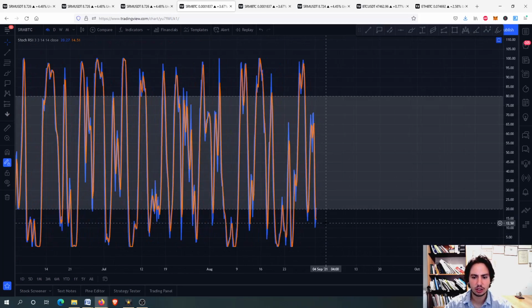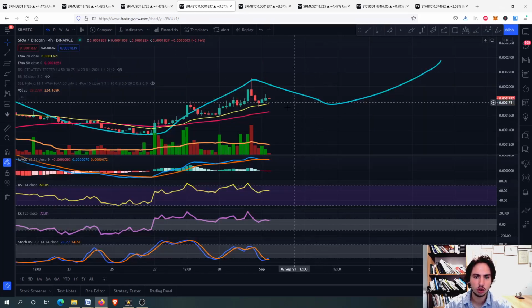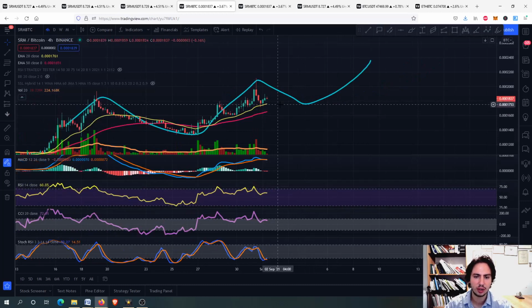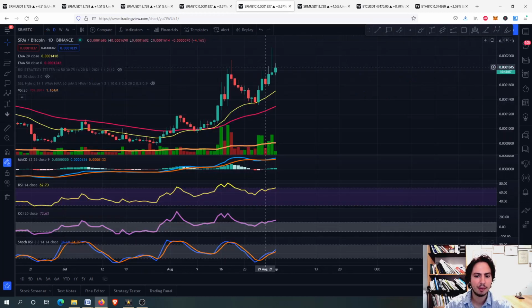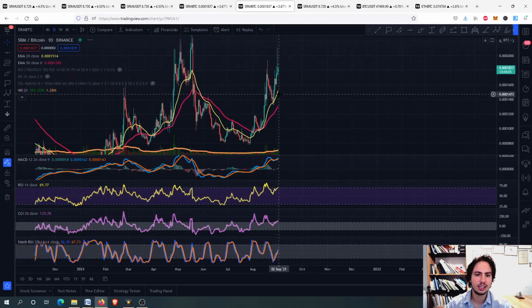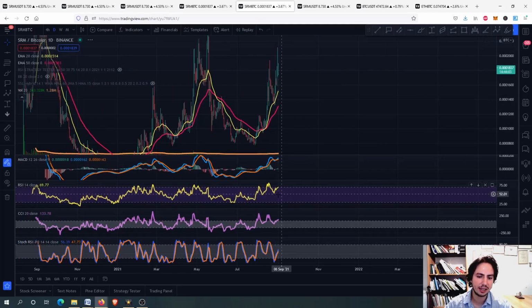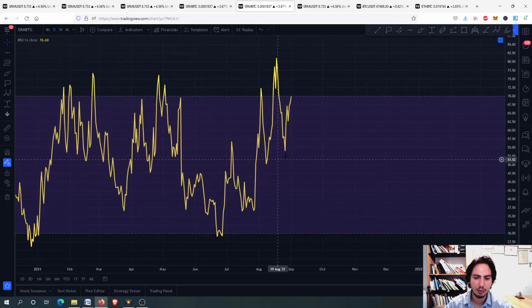You can see that the stochastic RSI now is in an oversold situation. That is pretty good. We hold the 20-day EMA. It is looking good, but at the same time, I would wait. I am now on the daily frame, and you can see on the daily frame, we are getting some higher low pattern on the RSI as well.